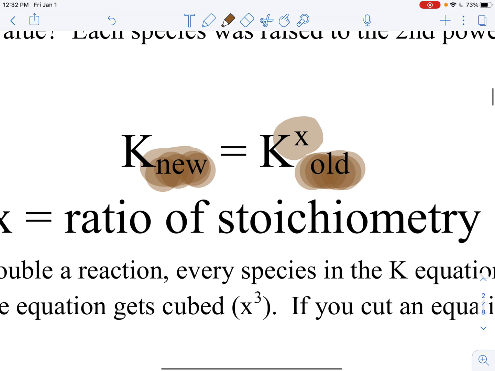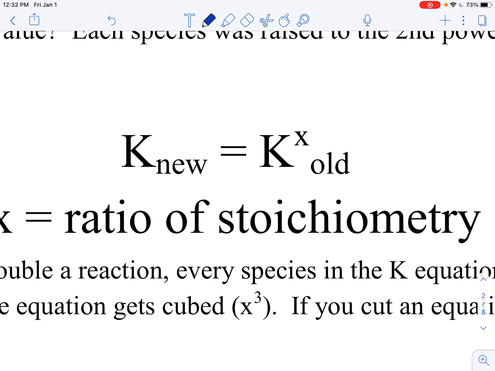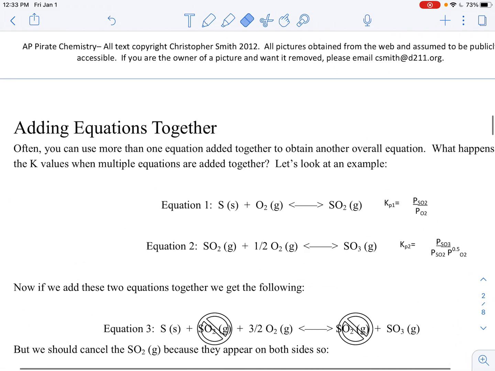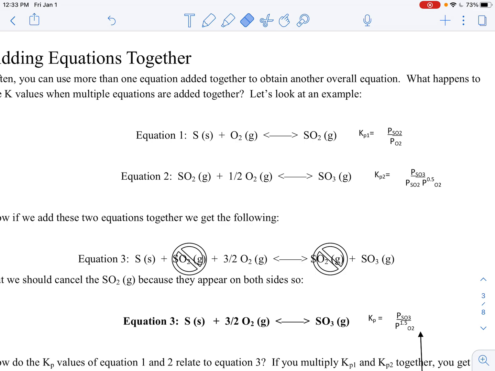So our second rule is K new is going to be equal to K old raised to whatever stoichiometric factor you applied. If you take the old equation and you double it, then you're going to take that K and square it. If you take your old equation and triple it, then you're going to raise that to the 3rd power. If you take your old equation and cut it in half, then you're going to take your old K value and raise it to the 1/2 power, which is the square root. All right, one more to go.